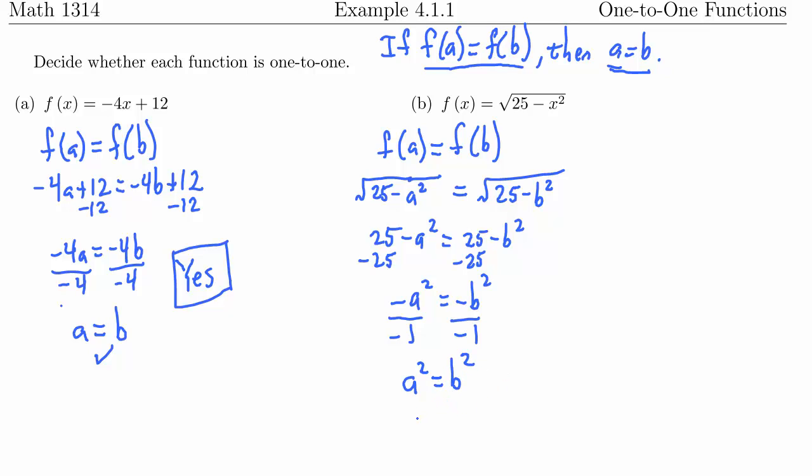And now you do the square root property. So that means that a is equal to plus or minus b, because the square root of b squared is b. Now what's important here is that you remember that it's plus or minus. This plus or minus means that this is not one-to-one, because up here a just equals b. So because of that plus or minus, that means that no, this f of x is not one-to-one.